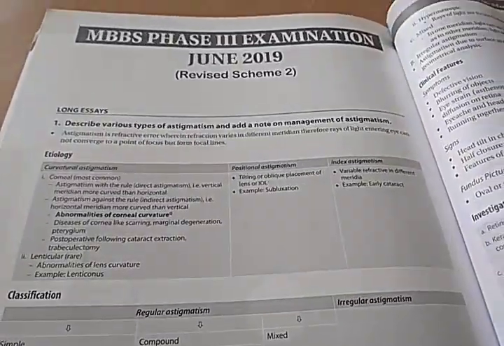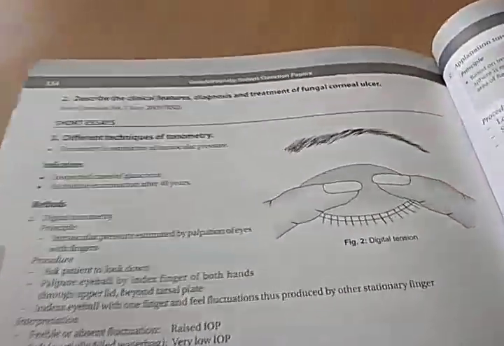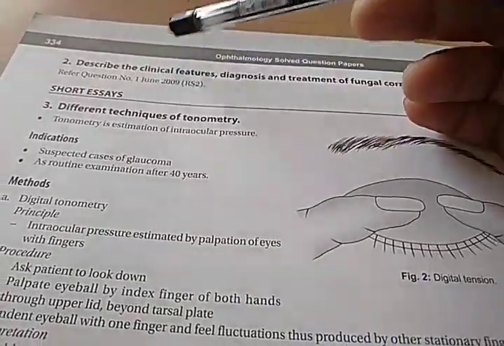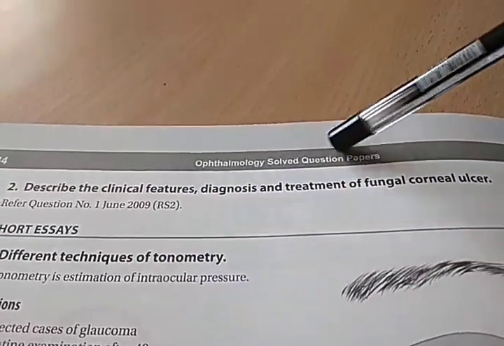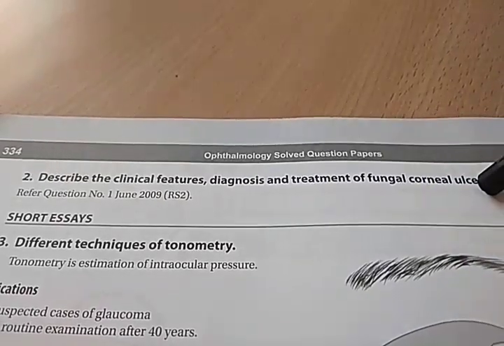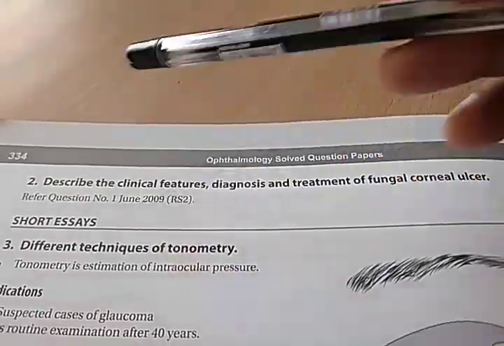Bad news, guys. Some mistakes are there in this book, looks like. Okay, then look at the next question they have asked. Clinical features and diagnosis of fungal corneal ulcer. That is the long question they have asked for 10 marks. Fungal corneal ulcer. Important, read it. You'll have to refer to some other page for that.